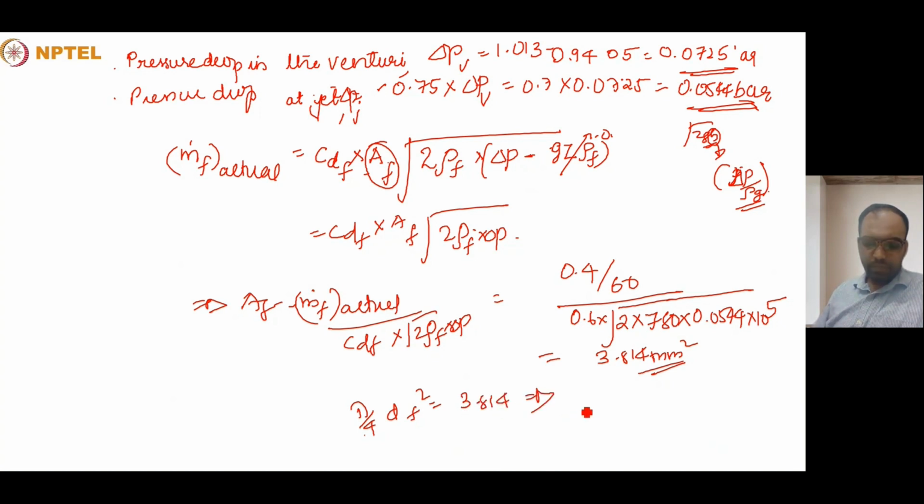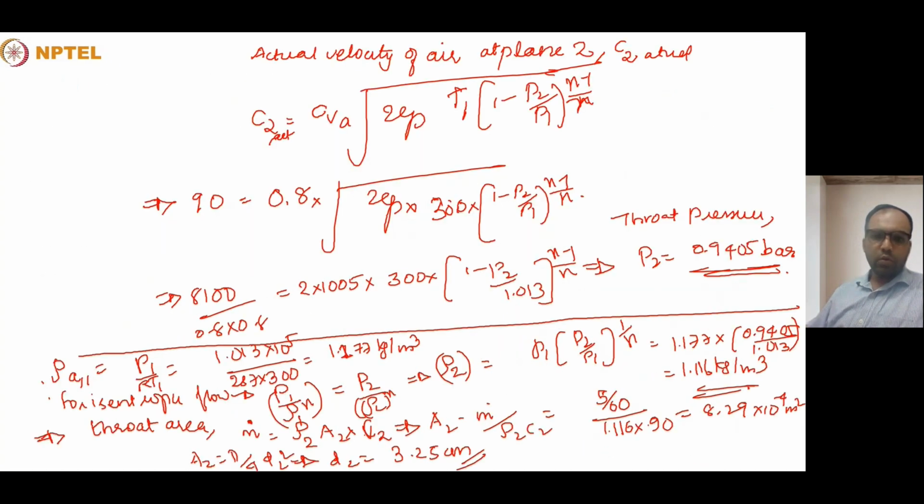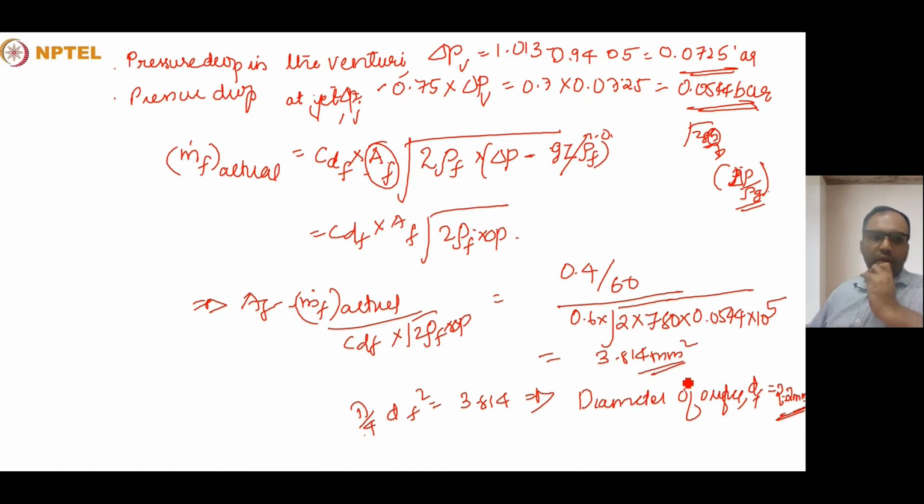So pi by 4 d squared is equal to 3.814. That implies the diameter of the orifice, d_F, is equal to 2.2 millimeter. So we have solved this particular problem. In order to calculate the diameter of the orifice, we needed the mass flow rate through the orifice.